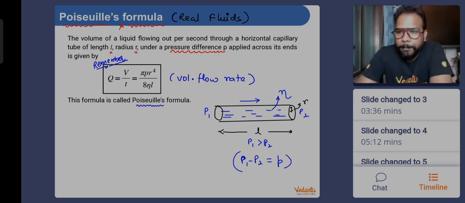Okay, guys. Everyone noted down the formula? Please remember that formula.